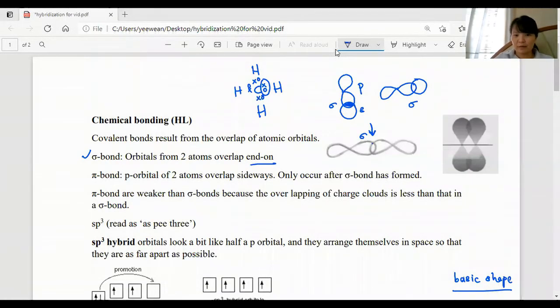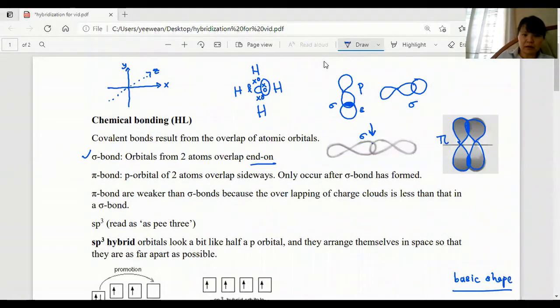Pi bonds are weaker because they overlap less. If we look at the overlap this way, it only overlaps this small space here, so there's less overlap compared to a sigma bond. If it overlaps sideways, then this overlap is a pi bond. So it's weaker than a sigma bond.